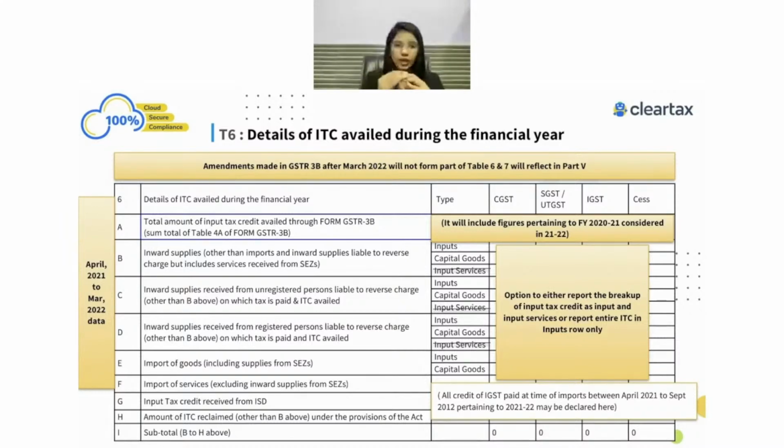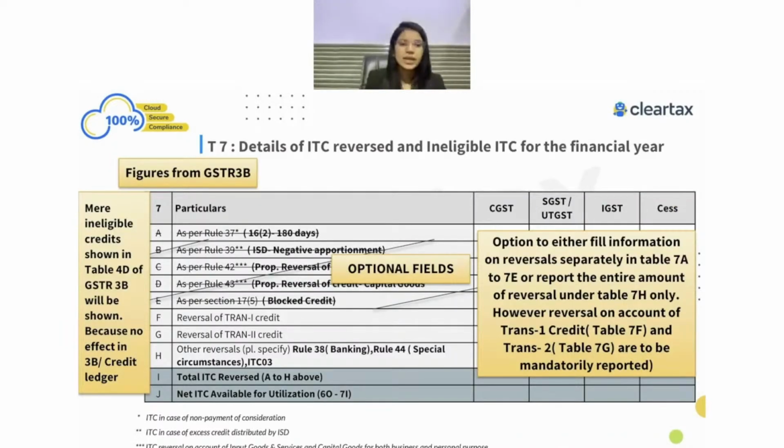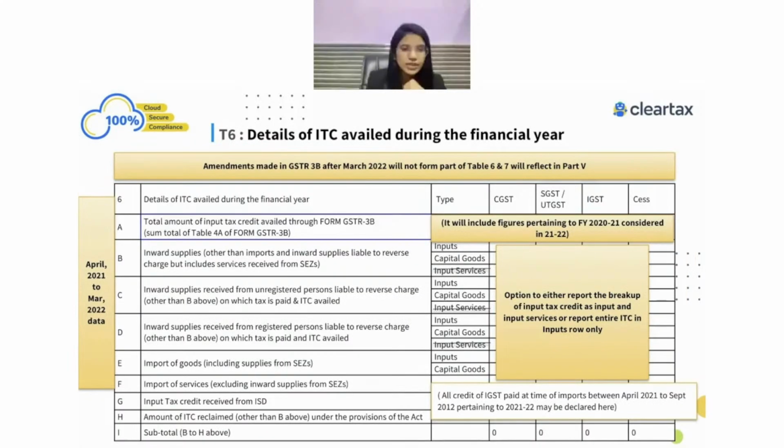But people who are showing invoices and debit notes under 4A5 and the credit note as a reversal under 4B, for them the value of invoices and debit notes will come under 6A as well as 6B, whereas the value of the credit note will come under the reversal part, which is table number 7. We have this thing called 7H. So under 7H, you are going to show the credit notes.